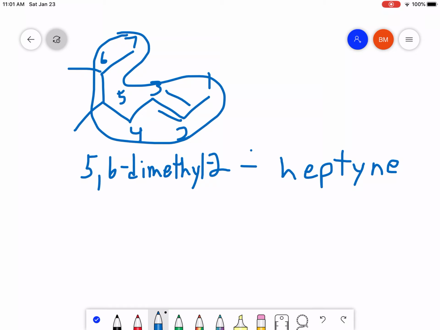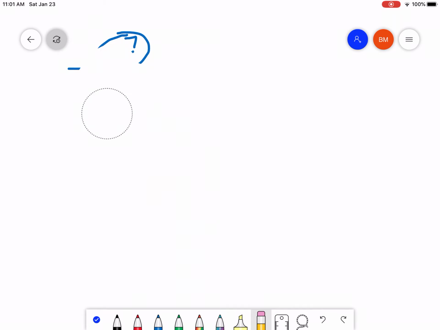Like I said, pretty much exactly the same as what you learned for alkenes, except substitute Y-N-E instead of E-N-E. I'm not going to get exhaustively into these since they're so similar to alkenes. But if you have any questions on them, let me know.